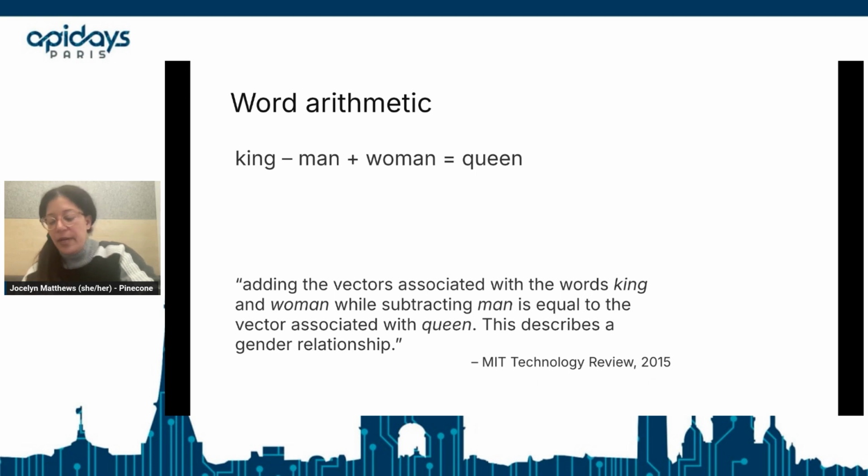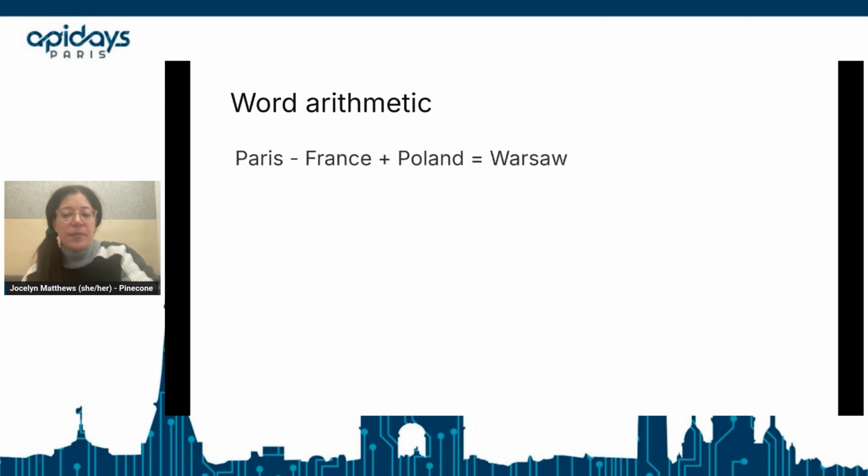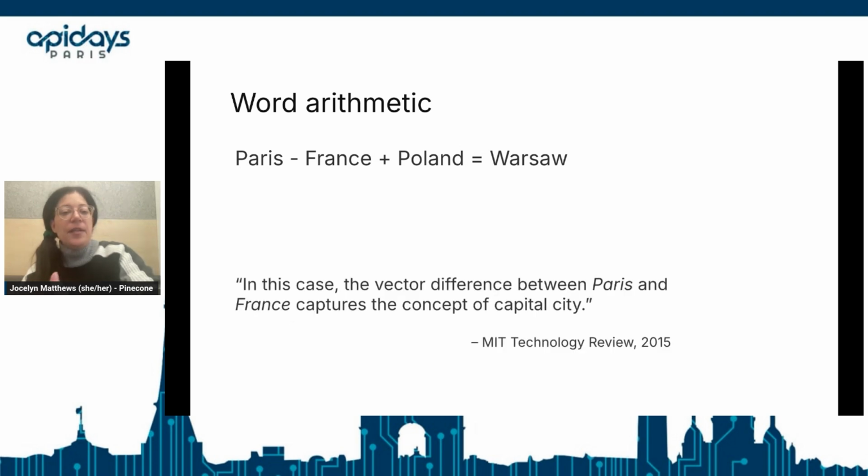And what's being described here is a gender relationship, but it actually doesn't have to be. So we could also substitute Paris minus France plus Poland equals Warsaw. And what's being expressed here, instead of a gender relationship, we are capturing the concept of a capital city.